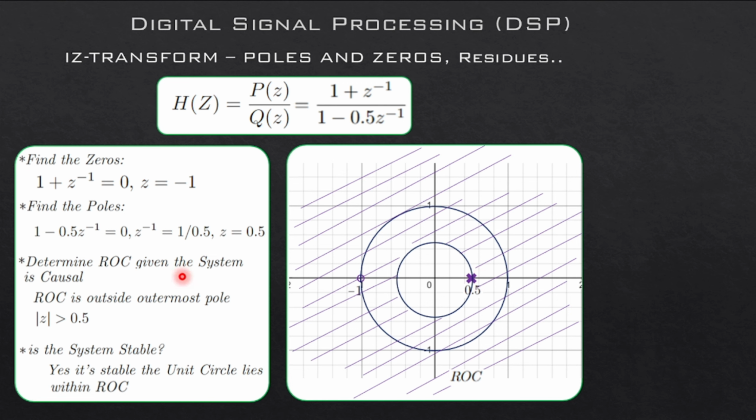Determine ROC given the system is causal. So supposing that the system is causal, simply the ROC is the region outside of the outermost pole, which is the only pole we have here, or 0.5. That's the ROC, the region outside of the radius 0.5 circle. And by the way, z greater than 0.5, that's the entire region here. Now, is the system stable? Yes, it's stable because the unit circle lies within the ROC, within the region of convergence.